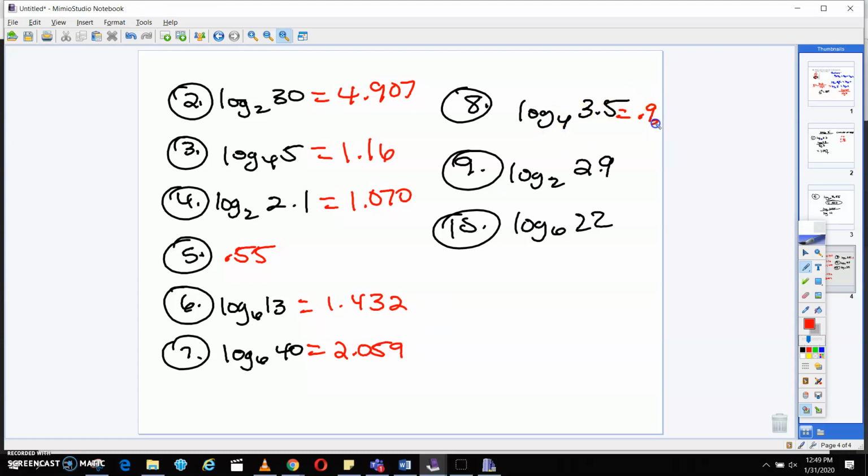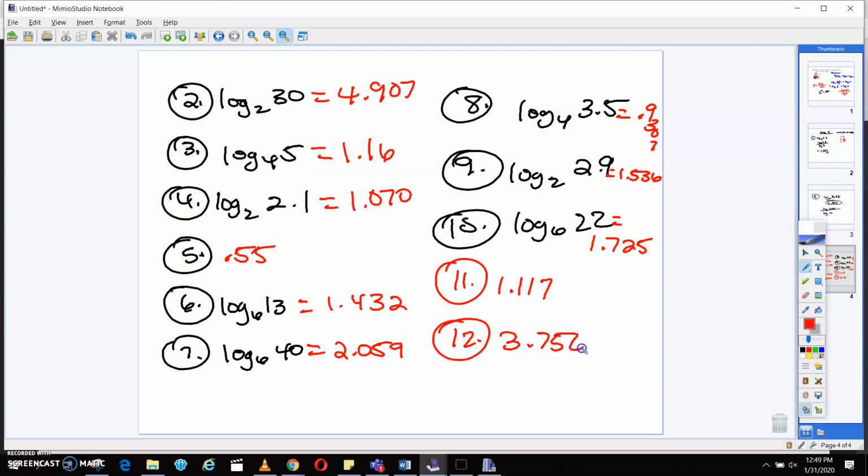0.903. 9307. Ooh, that's rough. What on 9? What'd you get? 1.536. You might have put 1.5. You don't have to. Okay, on 10, what'd you get? 1.725. Okay, 11, what'd you get? 1.1117. 12, what'd you get? 3.7567. Okay, so that's what you should have gotten.